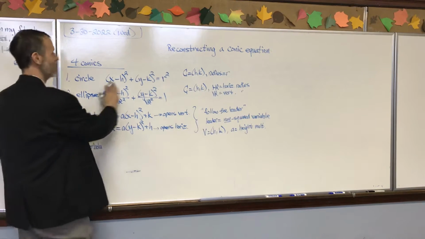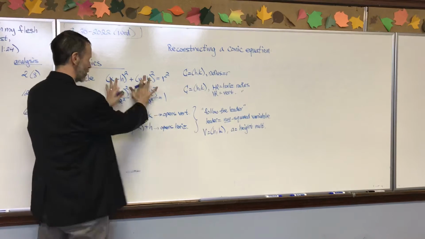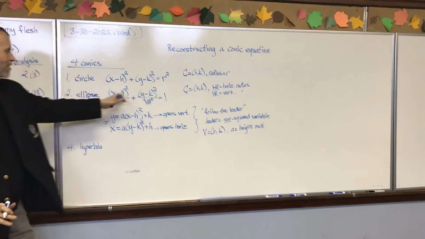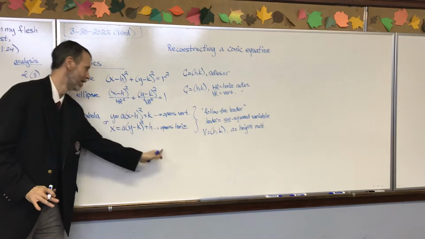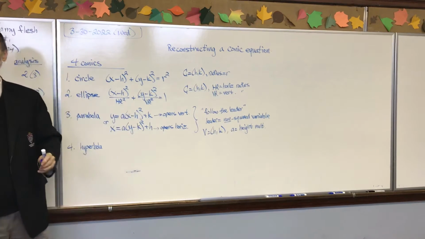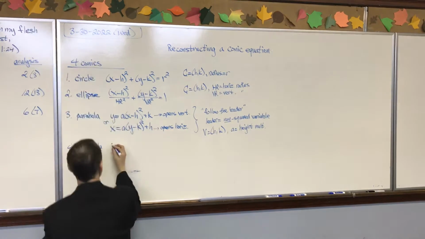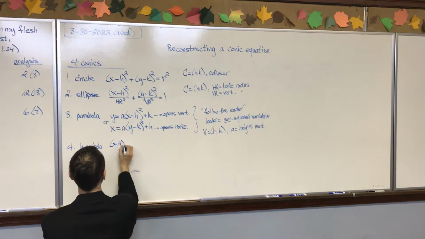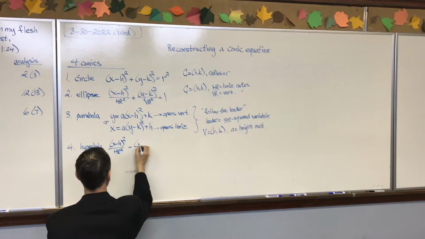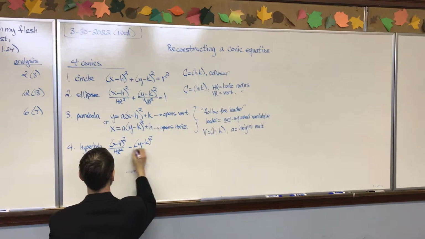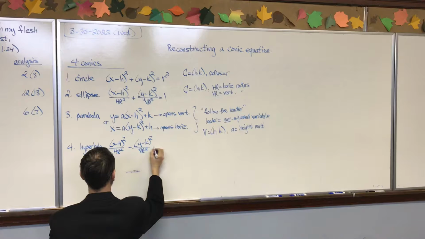In other words, you'd be identical, both of them have horizontal and vertical radii. What's the only thing that's different about the formula for a hyperbola versus an ellipse? Subtraction. Got it. So clone it: x minus h squared over hr squared minus y minus k squared over vr squared equals 1.